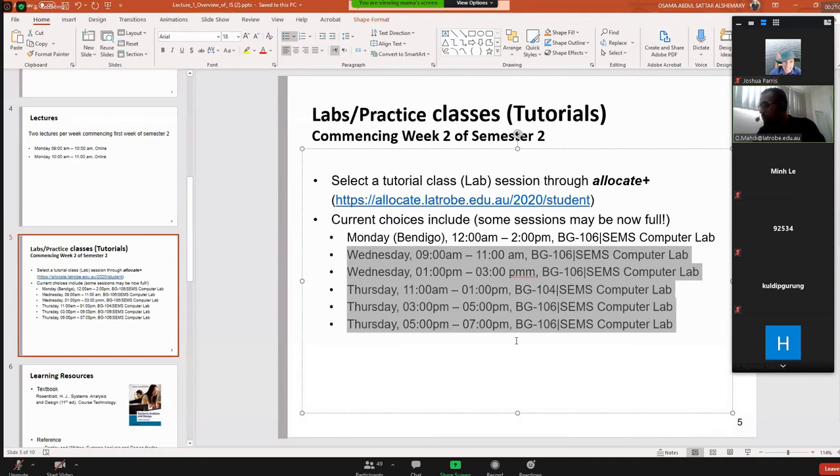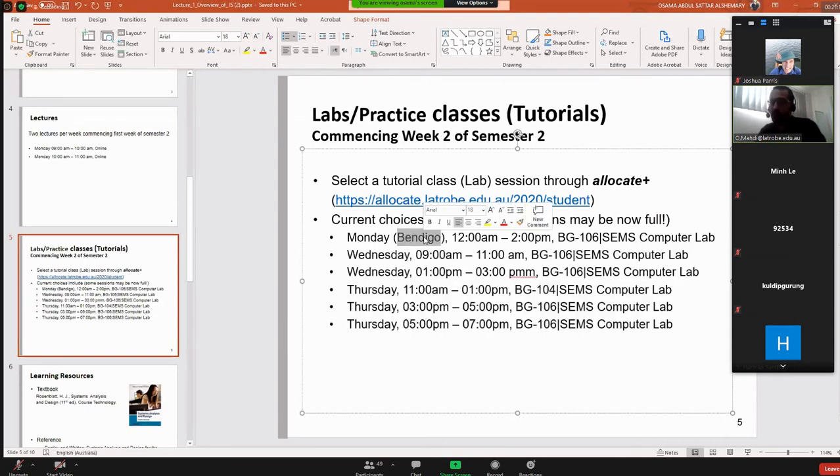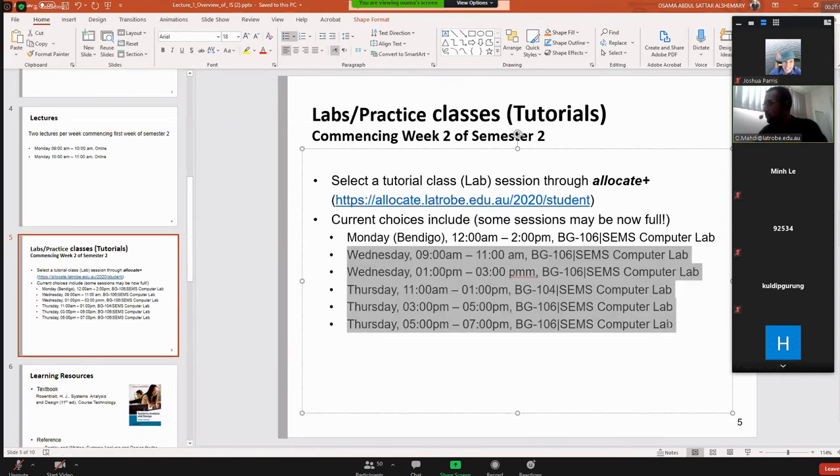For Bandura students, we are expecting above 100 students, while for Bendigo, we are expecting about 20 students. So we have assigned just one lab for them, while for Bandura students, we have about 5 labs. Please, if you are from Bendigo, enroll in the Monday lab, while if you are from the Bandura campus, please enroll yourself in one of the Wednesday or Thursday labs. All right.